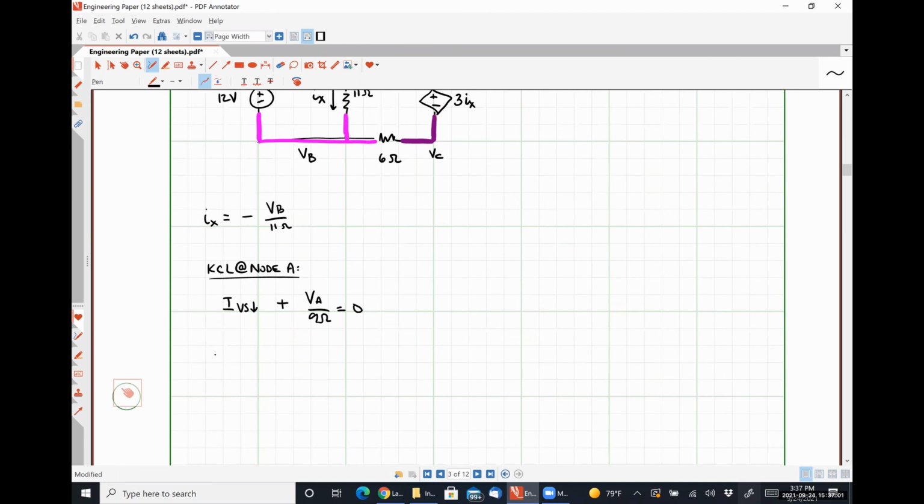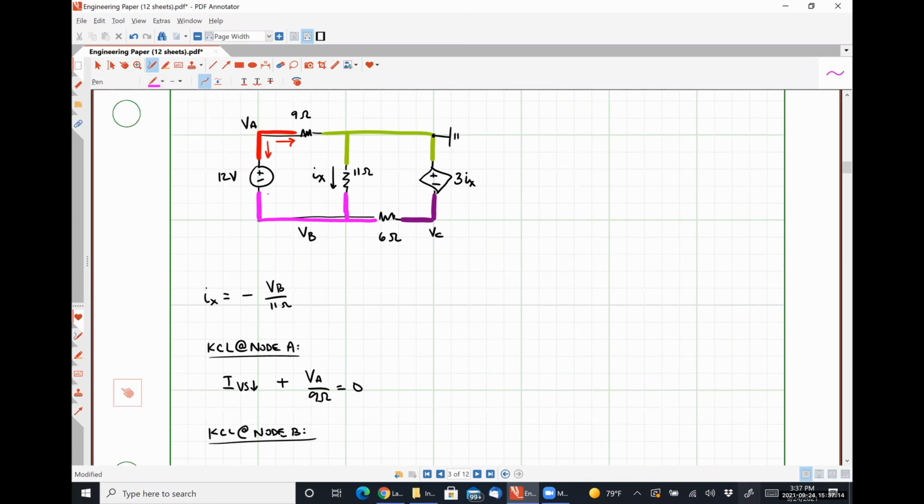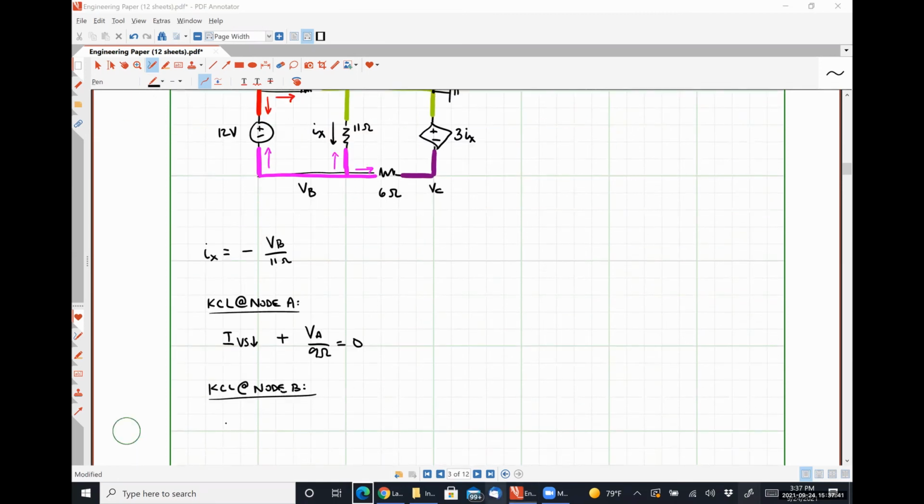All right. Now let's move along to node B. Where I'm going to have this current directed up, this current directed up, and this current directed to the right. So I hope it's obvious, but I'm going to have just as much difficulty figuring out what the current flowing up through the voltage source is as I did when I was trying to figure out what the current flowing down through the voltage source was. Okay? So I'm going to call this IVS up.